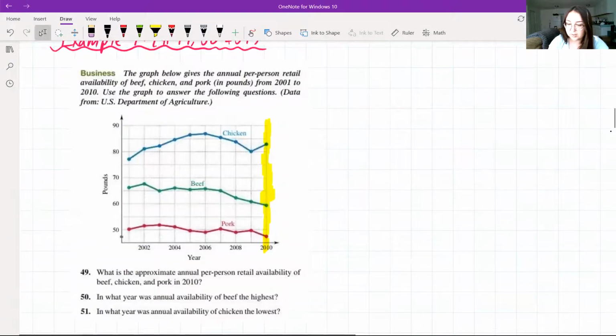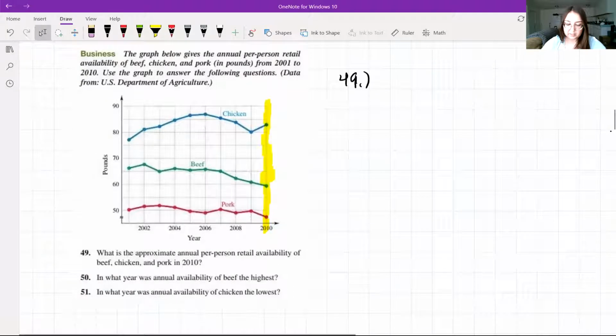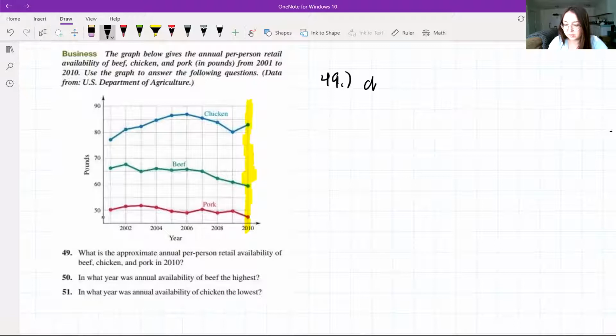This is 49, so we'll write 49. We want to know the approximate annual per person retail availability for all three meats here. So let's write them out: we have chicken, beef, and pork. And we want to approximate these values.